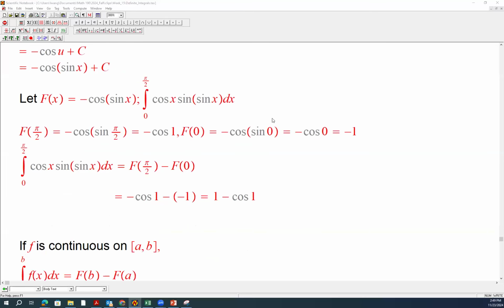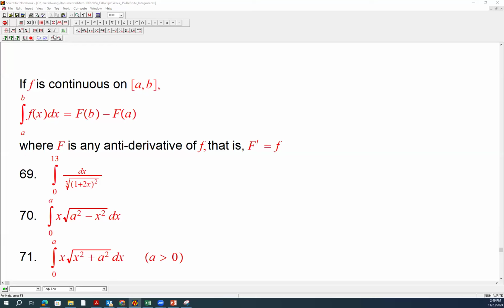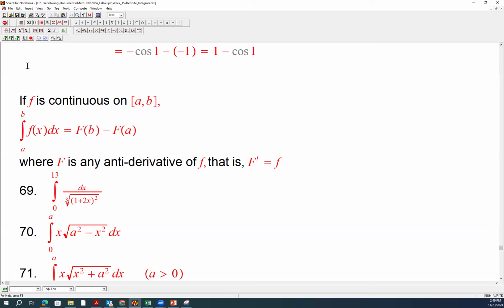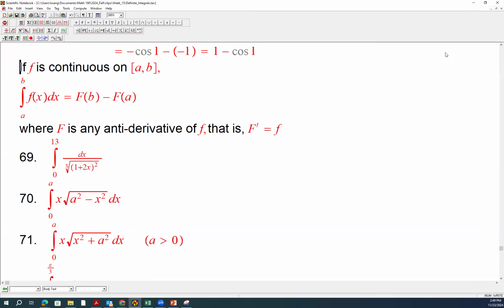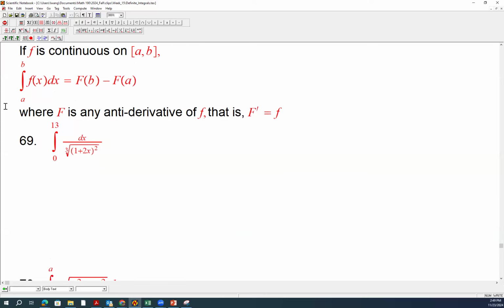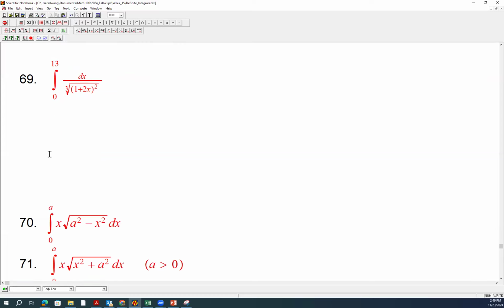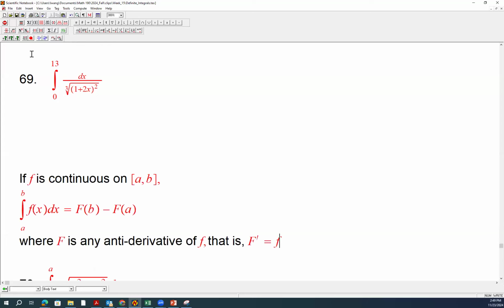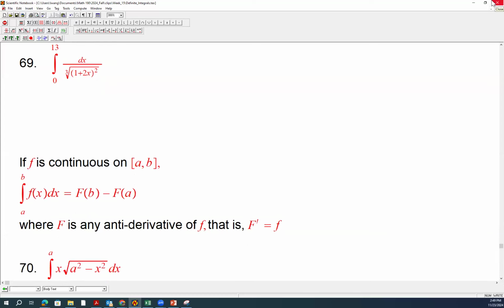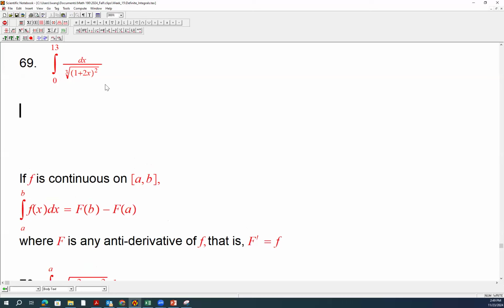All right, the next question, number 69. Let's work on number 69. We're going to put the fundamental theorem of calculus part 2 here for our reference. And of course, I know you guys know it. Let's get started. We're going to do substitution, of course.